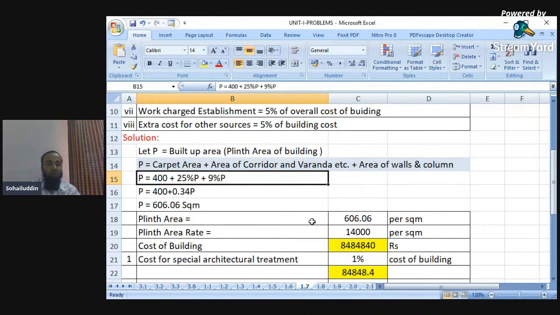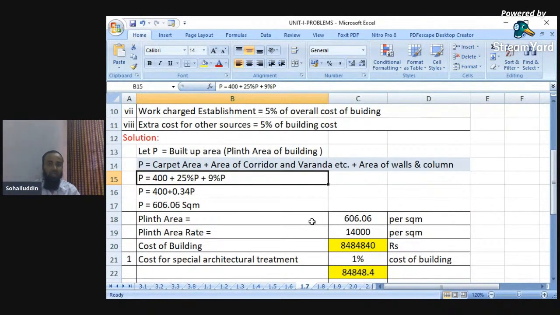So plinth area is equal to 400 plus simple addition. 25 divided by 100, the simple way to find a percentage is division. 25 by 100 is 0.25 plus 0.09, that is addition is 0.34 P. So again 400 plus 0.34 P. Again, left right plus minus concept as per the mathematics. So total plinth area is 606.06 square meters. It is simple calculations, addition and subtraction. So P is nothing but 606.06 square meters.